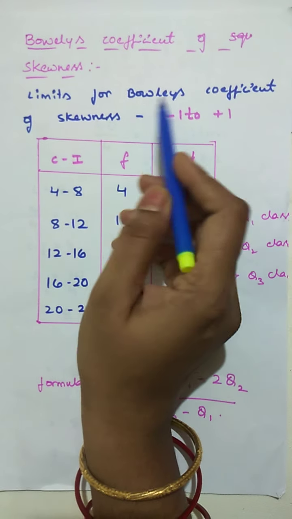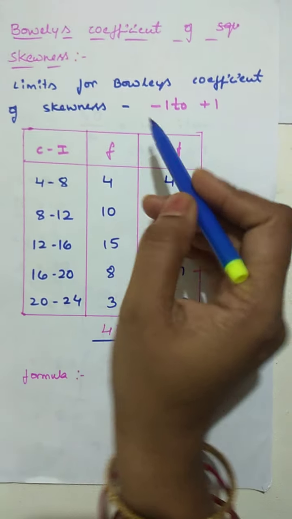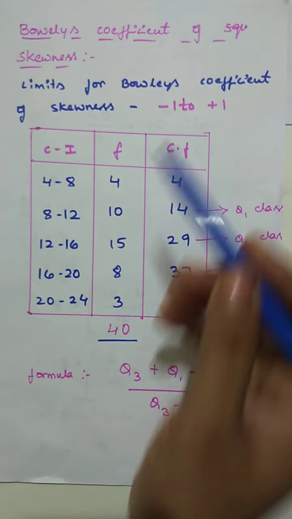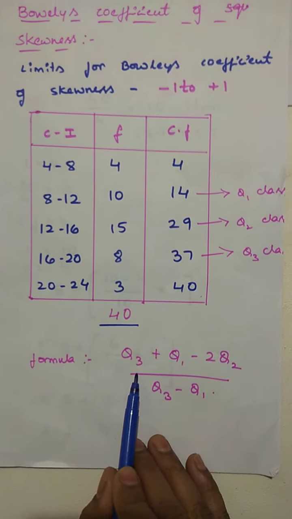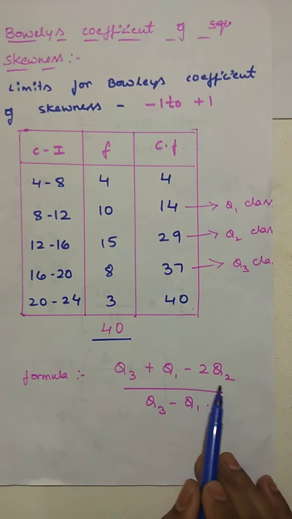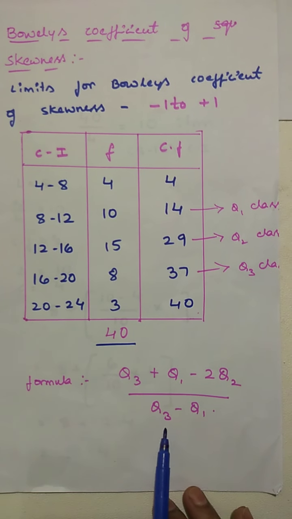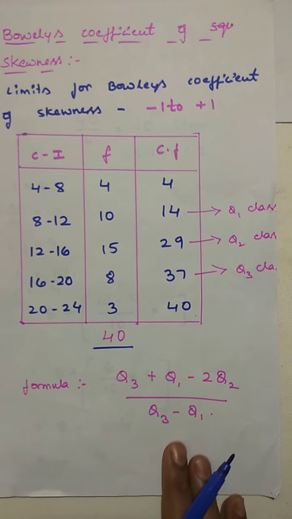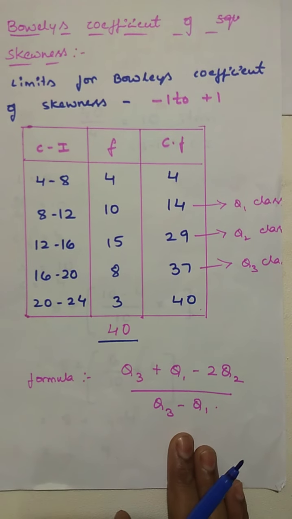The limits for Bowley's quotient of skewness are -1 to +1. And the formula is (Q3 + Q1 - 2Q2) divided by (Q3 - Q1). This is the formula for Bowley's quotient of skewness.